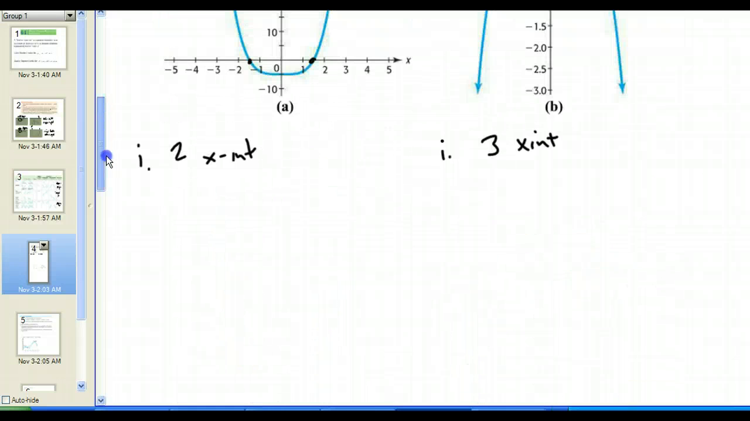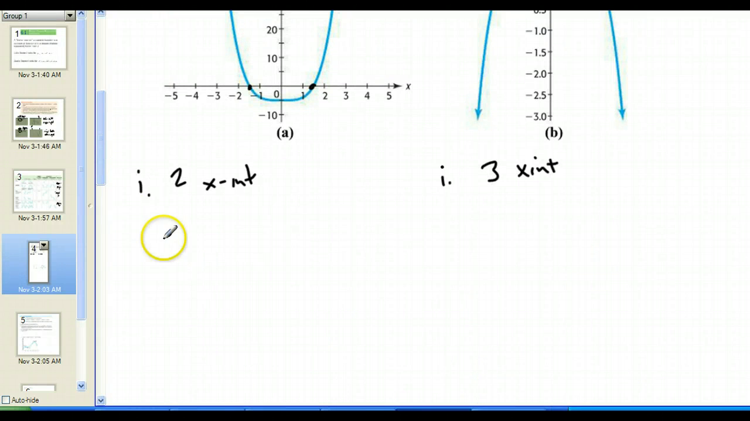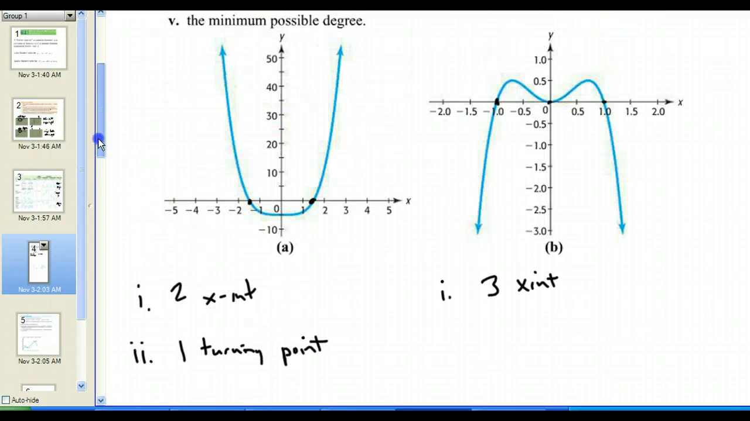Alright, the number of turning points. This one has a single turning point, so 1 turning point. Then if you look back at the other one, it had 1, 2, 3 turning points.